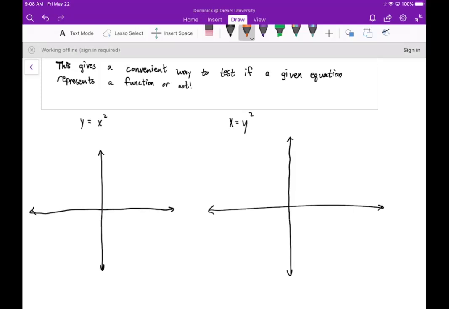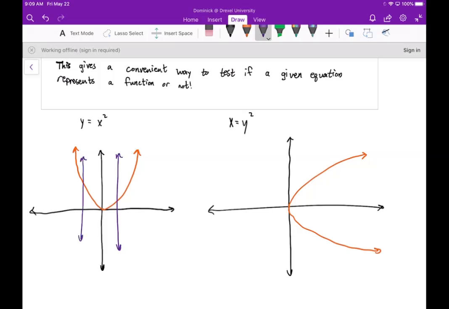So y equals x squared looks something like this, where x equals y squared is sort of this thing on its side. Okay. Now let's go ahead and we'll employ the vertical line test. So now if you put a vertical line on this graph anywhere on this first y equals x squared graph, you're only going to hit the graph one time, right? So this is a function.